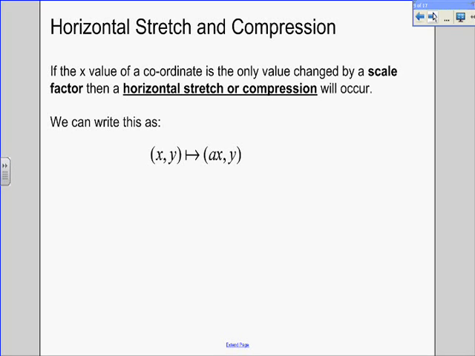And we write this using this rule. So our x and y get transformed into ax and y. We can see that the y value stays the same and that the x has been changed by the scale factor of a. And what we're going to look at now, same as before, is what happens as we change that value of a as it becomes bigger or smaller or negative or positive.